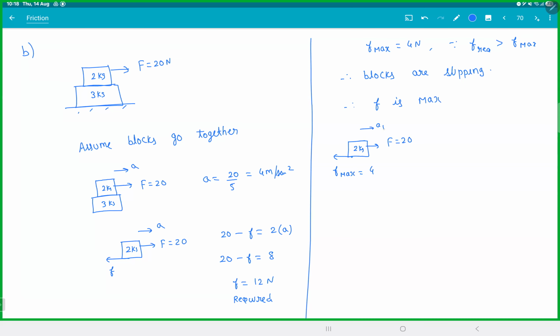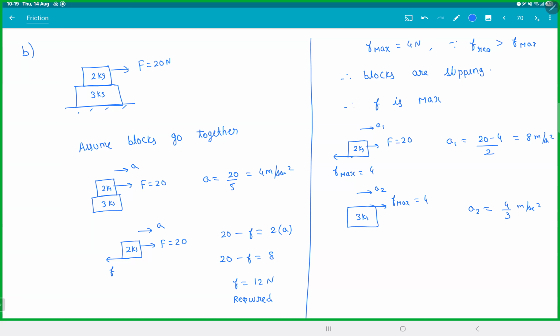Let this acceleration be A1. So A1 will be 20 minus 4 by 2, which is 8 meters per second square. For the 3 kg block, this is also F max, which is 4. This acceleration is A2. A2 will be 4 by 3 meters per second square. That's your answer. Are you getting what is happening? If your assumption is right, the question gets over there. If your assumption is wrong, that is also okay, because now you proved F is maximum. Draw the new FBDs and solve. You'll get the answer either way.